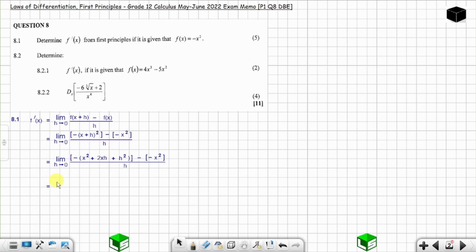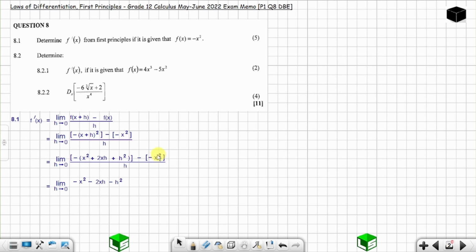You carry on. This is equal to the limit as h goes to 0. Now you have minus right in front of this bracket. Everything inside of the bracket, the signs are going to change. So you are going to have minus x squared and then minus 2xh and then minus h squared. Everything inside of the bracket changes sign because you have minus in front of the bracket. You have minus in front of the square bracket too, so everything inside of the square bracket is going to change sign.